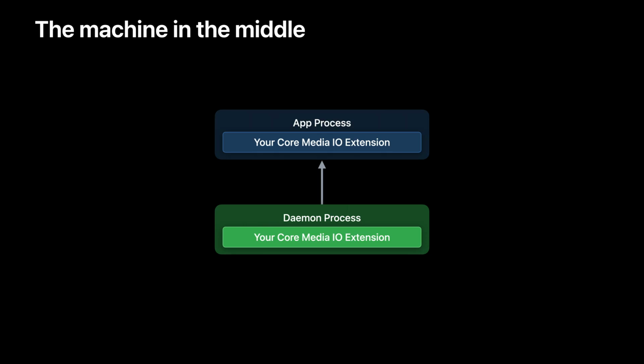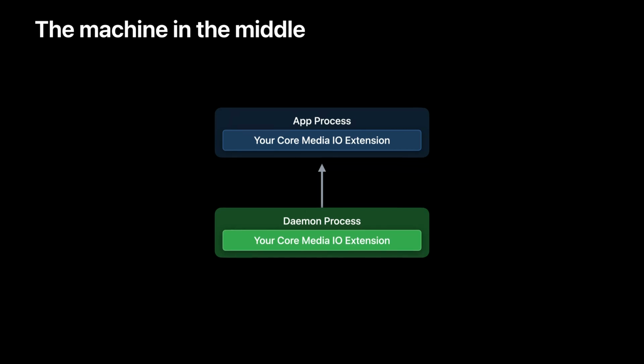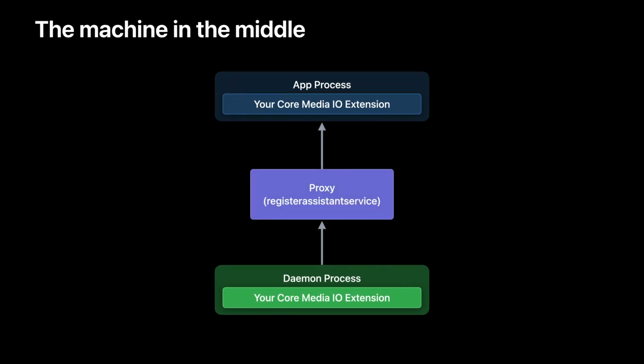The earlier architecture diagram showed your camera extension's daemon process passing buffers directly to the app layer. There's actually one more layer of security involved. Between your daemon and the app is a proxy service called Register Assistant Service. It enforces transparency, consent, and control policy.